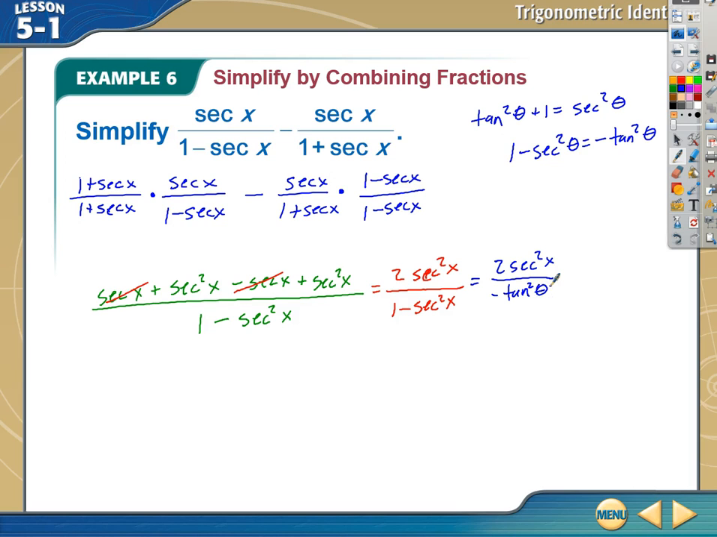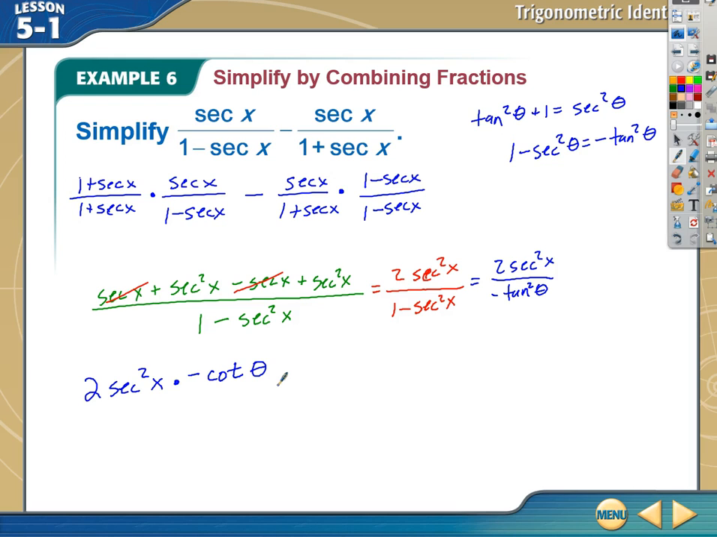Okay, that's good. But you know me, I don't like fractions too much. Fractions are one of those F words we hate. So instead of changing this into a division problem, I'm going to make this a multiply problem. So the 2 secant squared x stays the same, if I times the reciprocal of the bottom. Oh, what is the reciprocal identity for tangent? The reciprocal is cotangent. So times a negative cotangent of theta.